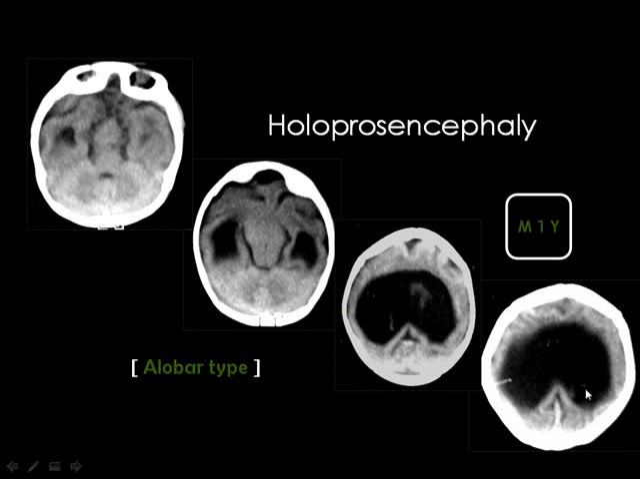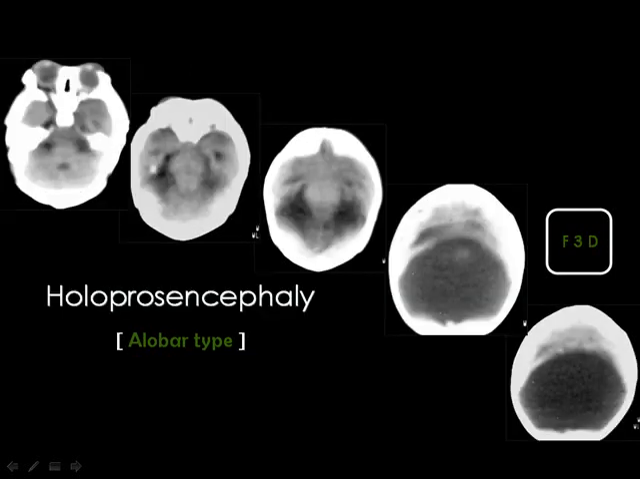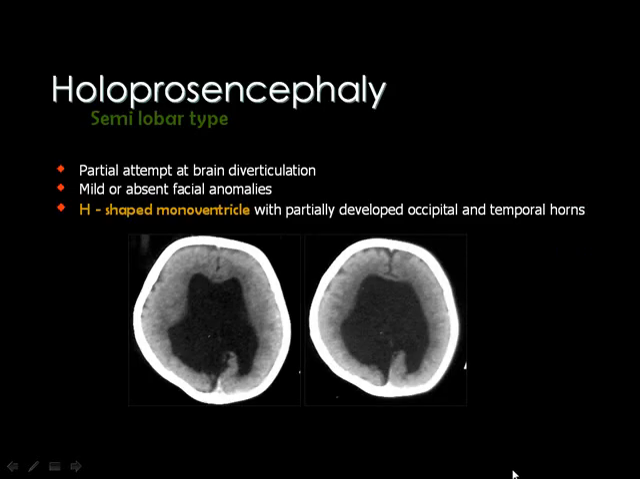The ventricles are fused into a single bag filled with CSF in the mid portion of the brain. Another case of alobar type holoprosencephaly showing the same configuration.